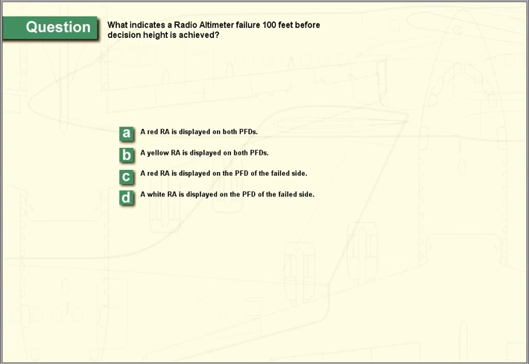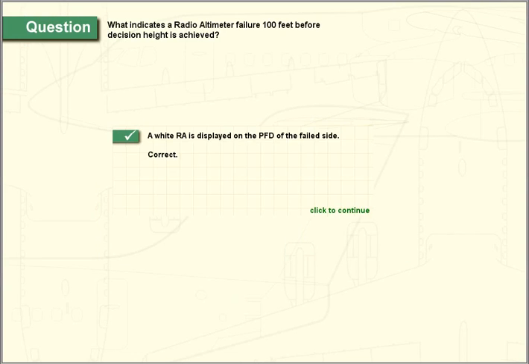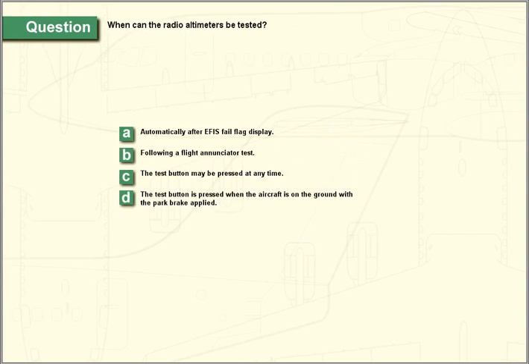What indicates a radio altimeter failure 100 feet before decision height is achieved? When can the radio altimeters be tested?